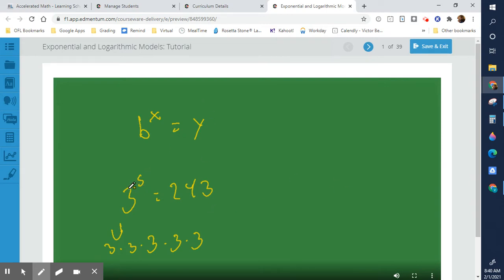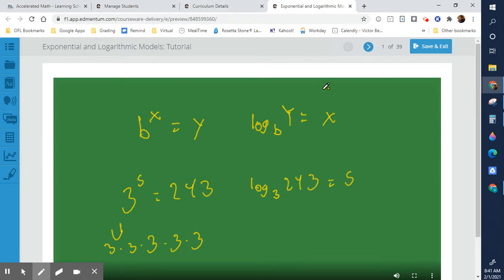So here I have a b, I have my x, and I have my output, my y. Another way of saying this would be log base b of y. This y is what's known as an argument. So log base b of this argument, this y, will give us an x. In other words, if I said log base 3, and notice how this is the base on both of them, log base 3 of 243, we'll get a 5.